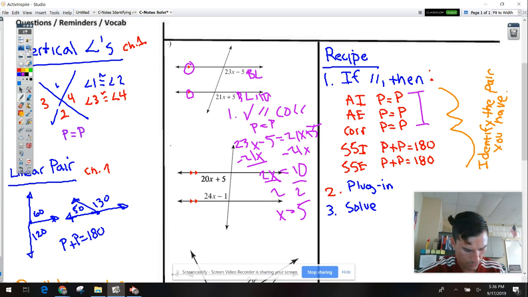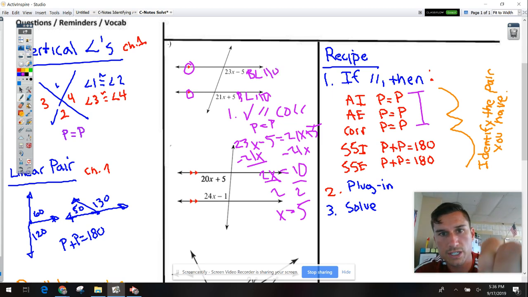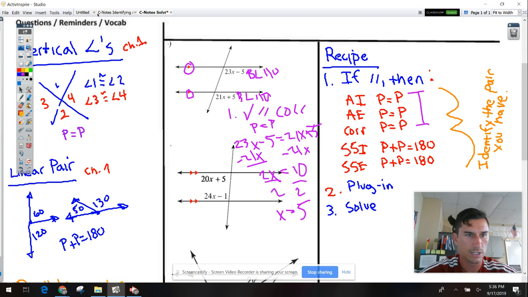And then 23 times 5 minus 5. And so we have, look, they are congruent, 110, 110. There we go. There's the first one.